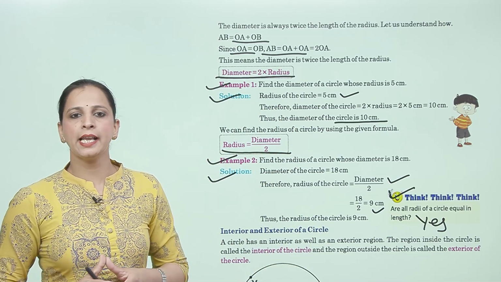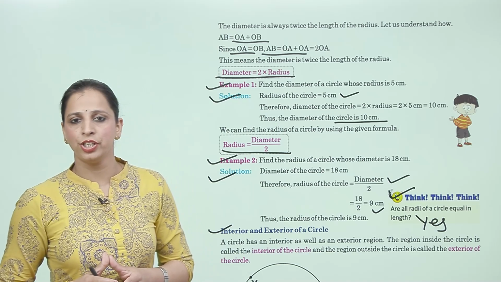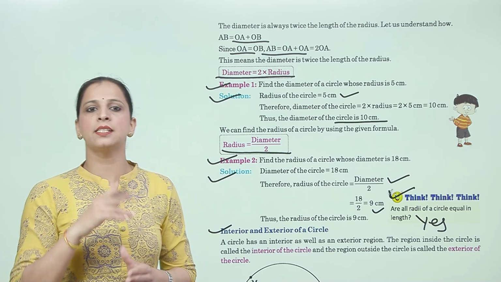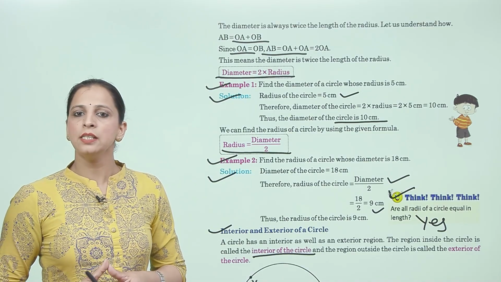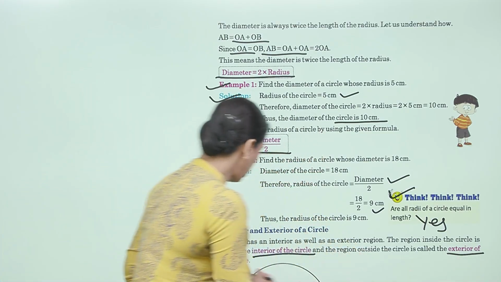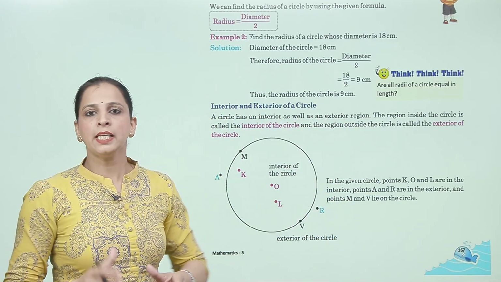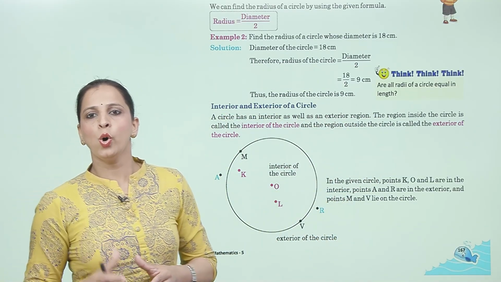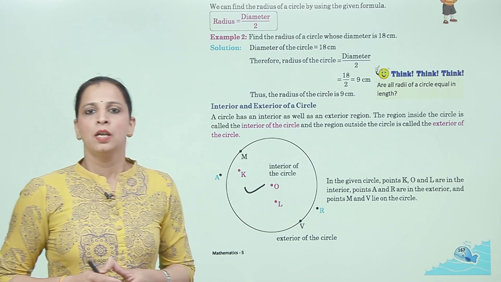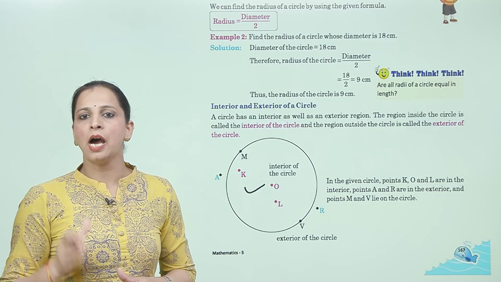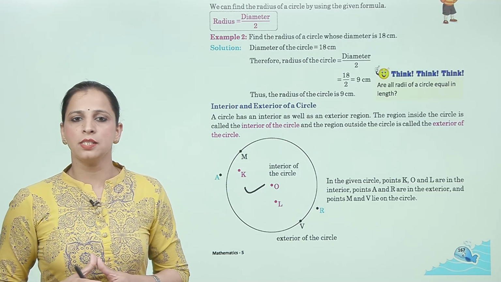Now, interior and exterior of a circle. A circle has an interior as well as an exterior region. The region inside the circle is called the interior of the circle, and the region outside the circle is called the exterior of the circle. In the given circle, point K, O and L are in the interior points. Points A and R are in the exterior, and point M and V lie on the circle.